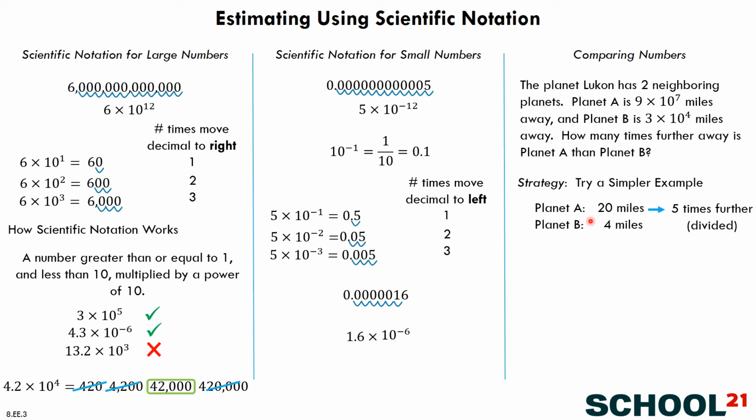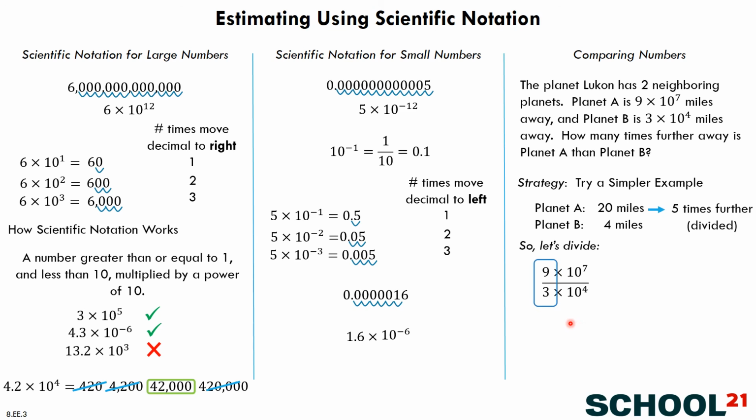Right. So what we're going to do here, now that we tried this simple example, we're going to divide the distance that planet A is away by the distance that planet B is away. But we're going to do it with these scientific notation numbers instead. So here's planet A's distance, 9 times 10 to the 7th from the problem up here. And here's planet B's distance. And the cool thing with scientific notation, it makes it so much easier than writing out these huge numbers and then trying to enter them into your calculator and dividing.